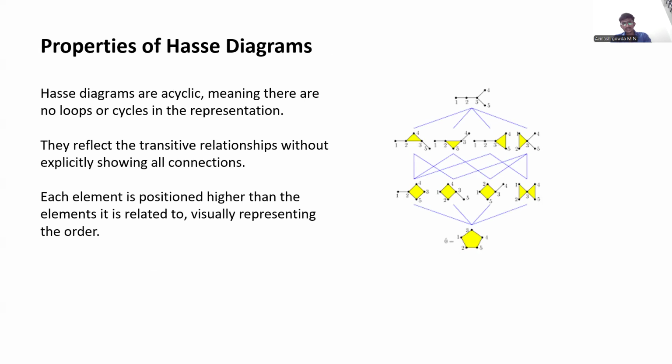What are the properties of Hasse diagrams? Hasse diagrams are acyclic, meaning there are no loops and cycles in the representation. They reflect the transitive relationship without explicitly showing all connections. Each element is positioned higher than the element it is related to, visually representing the order.